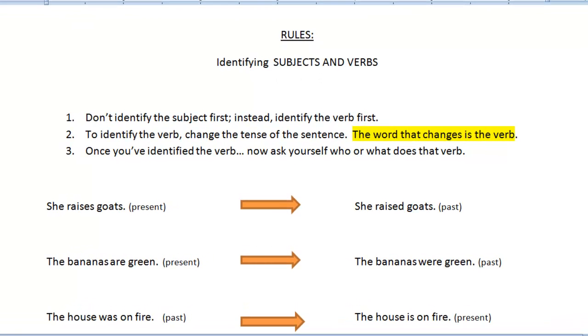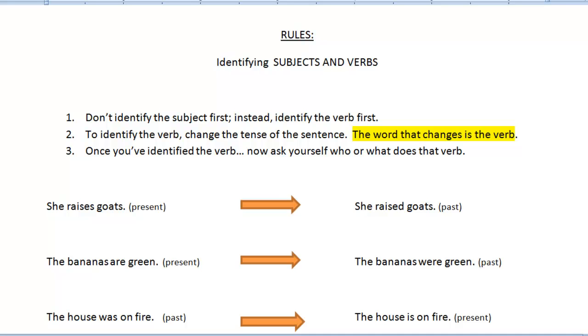Students, Ms. Hanson here. This is a short version of a quick way to identify subjects and verbs. If you don't know anything about subjects, verbs, nouns, etc., watch the longer video. If you know a little bit, watch this one. Here's the main thing you want to do.